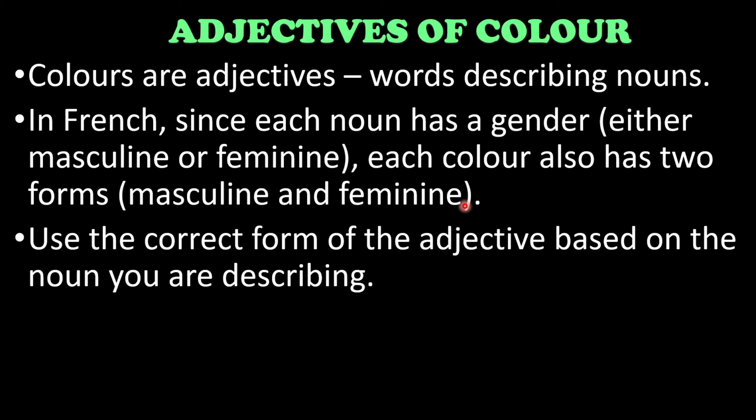In some cases the forms are the same, but in some cases there are two different forms of the color. Now it's obvious that since each noun has its own gender, the adjective will also have to agree with the gender of the noun. So if you're describing a masculine noun, you will have to use the masculine version of the color, and if you're describing a feminine noun, you'll have to use the feminine version of the color. So that is up to you to decide what is the gender of the noun you're describing, and accordingly take a call and use the correct form of the adjective based on that. So let's look at the colors.